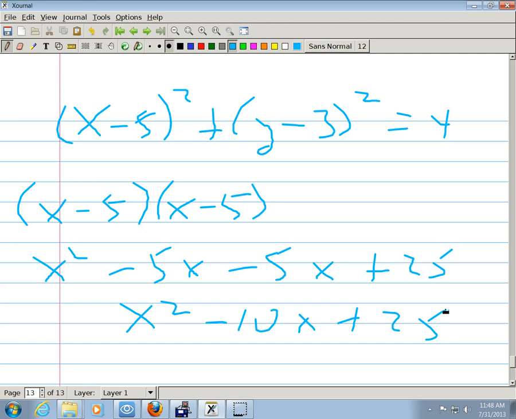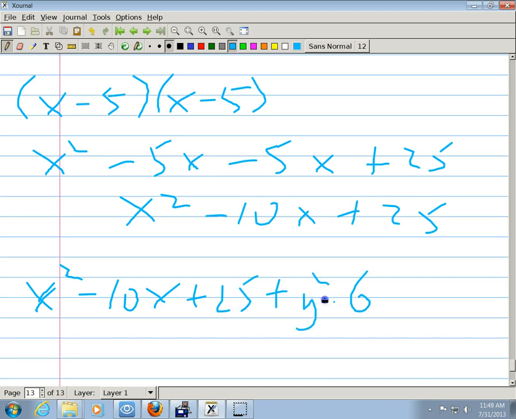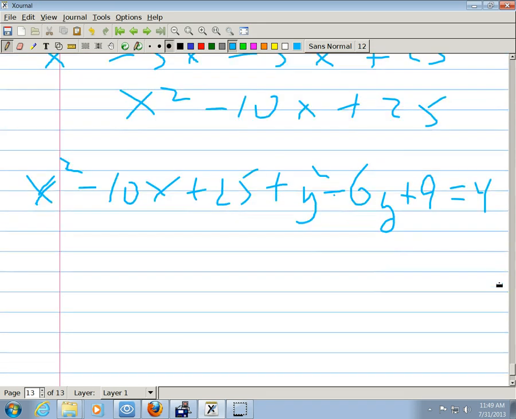Aren't you going to get something similar for the (y minus 3) squared? If you do y minus 3 times y minus 3, guess what you get? Y squared minus 6y plus 9. Okay, let's write all that out. So I got x squared minus 10x plus 25 plus y squared minus 6y plus 9 equals 4. All right, so let's see here. Let me regroup this a little bit.